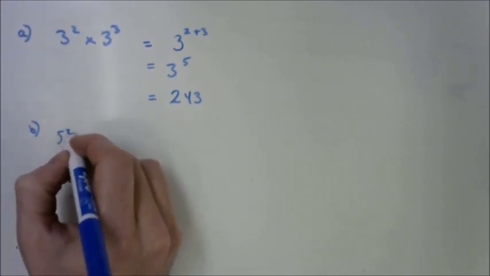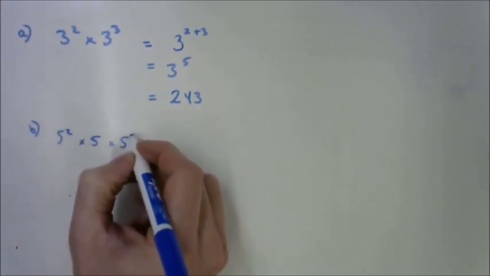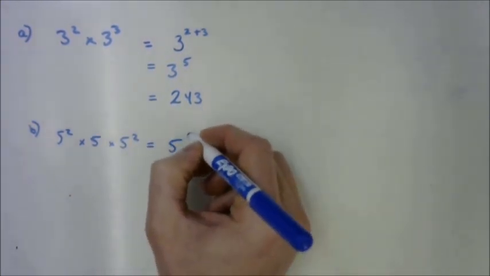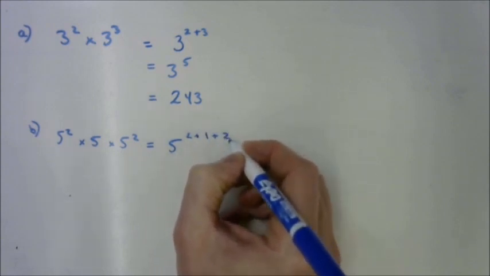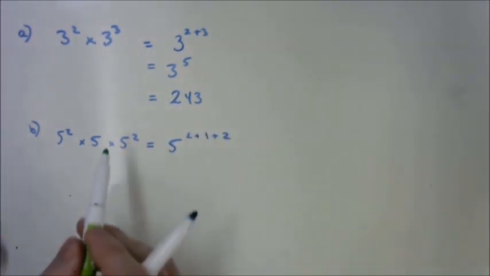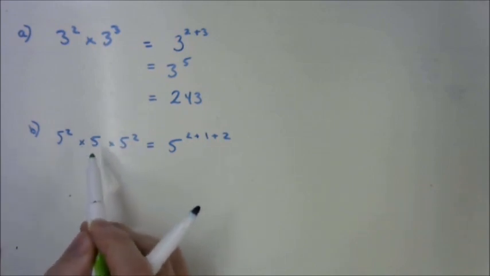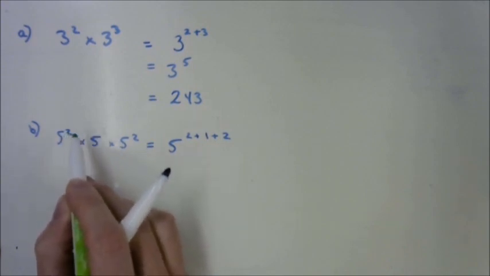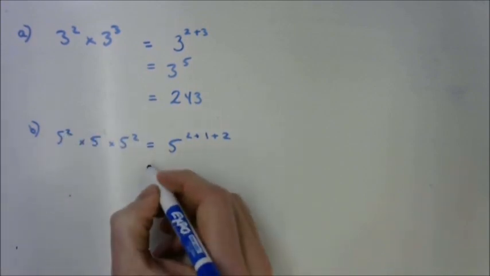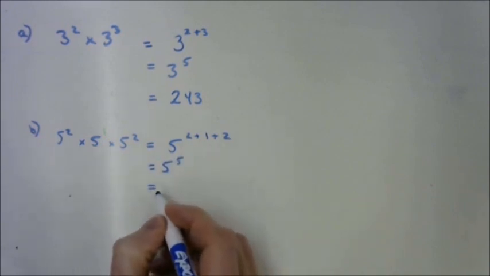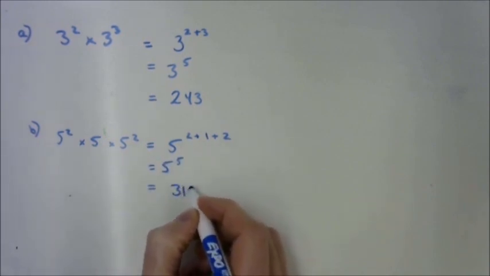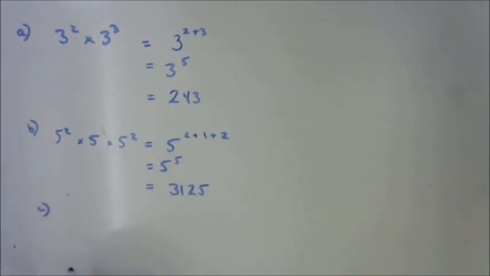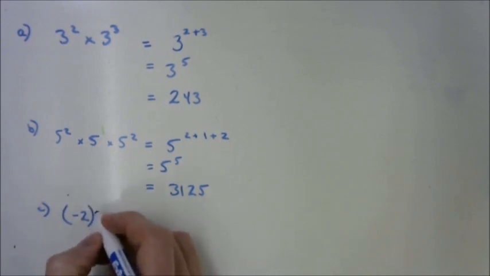5 squared times 5 times 5 squared. Again, we just take our same base and add up all our exponents, 2 plus 1 plus 2. Now the difficult part here was remembering that one factor of 5 has an invisible exponent of 1. So we add 2 plus 1 plus 2, that's going to give us 5 to the power of 5, and who's got their calculator out? That is 3,125.